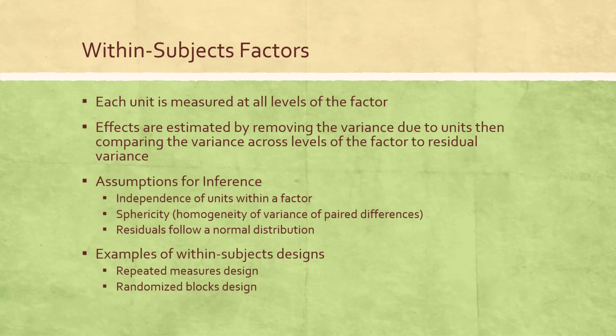The effects that we estimate are estimated after removing the variance due to the units. That is, we're eliminating between subject variation because that's not what we're focusing on. Instead, what we're focusing on is the within subject variance across the levels of the factor compared to the within subject variance that is unassociated with the levels of the factor.